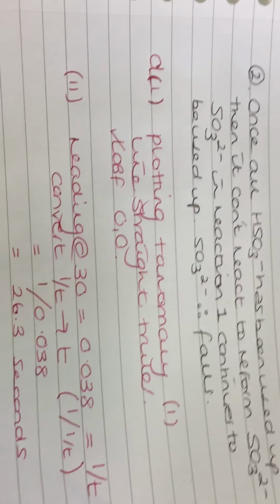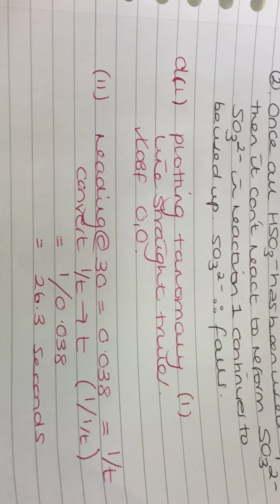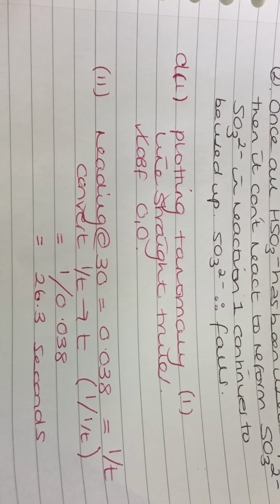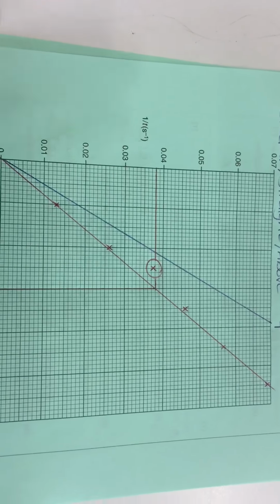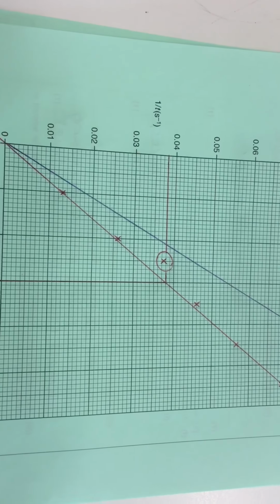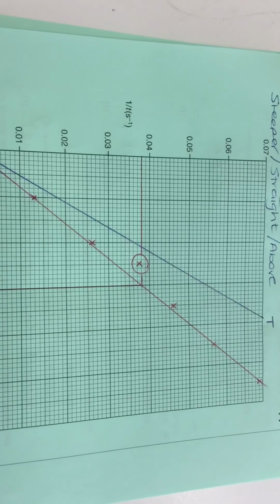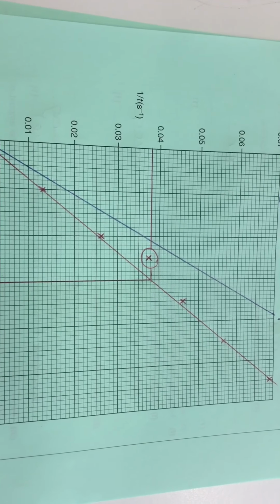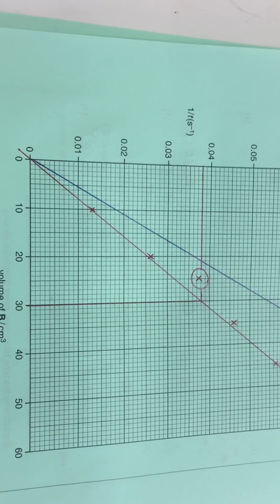For D, plotting an anomaly gets you 1 mark. A line, which is straight with a ruler, and a line of best fit through 0, 0 will get you the next marks. So my graph that I've drawn, the red line, as you can see, we've got 1, 2, 3, 4, 5, 6 points. They are all exactly plotted correctly. We've then drawn the line of best fit, which goes through the origin, because at volume 0 the rate will be 0.